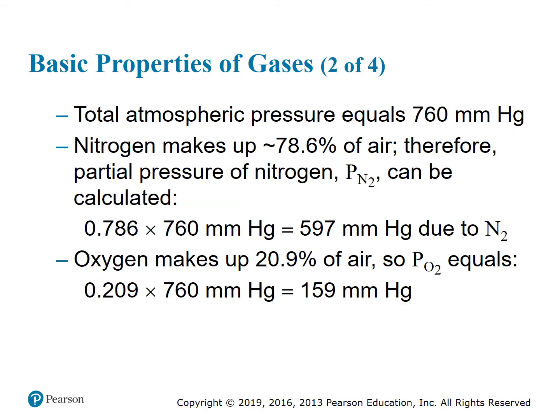Remember, the total atmospheric pressure equals 760 millimeters of mercury, and nitrogen makes up about 78.6% of air. Therefore, the partial pressure of nitrogen, PN2, can be calculated. You multiply 0.786 by the atmospheric pressure, and it's 597 millimeters of mercury due to nitrogen gas. Oxygen makes up 20.9% of air, so the partial pressure of oxygen equals 0.209 multiplied by 760, which is 159 millimeters of mercury.